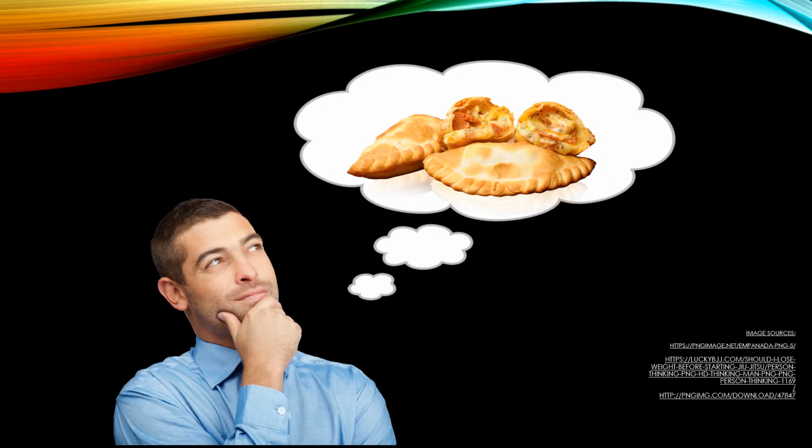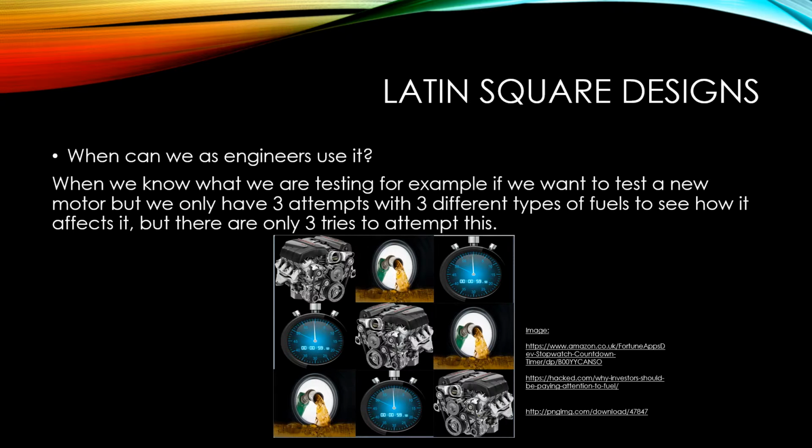No, not when we're thinking of food or empanadas in particular, even though they're really good. We use it as engineers when we know what we are testing. For example, if we wanted to test a new motor but only have 3 attempts and 3 different types of fuels to see how it affects it, but there's only three tries to attempt this. This makes it really useful because when you're doing the 3 attempts, you can isolate the motor's reaction in all 3 grids to see how it affected it in all 3 attempts.